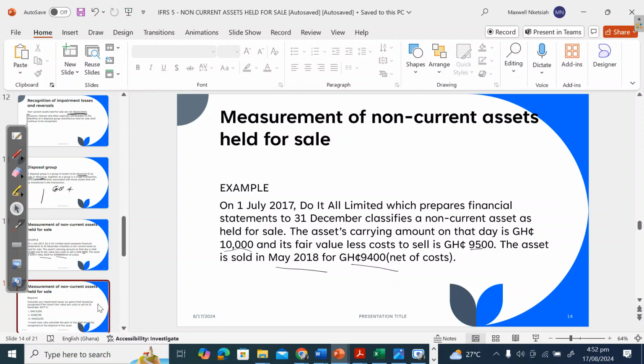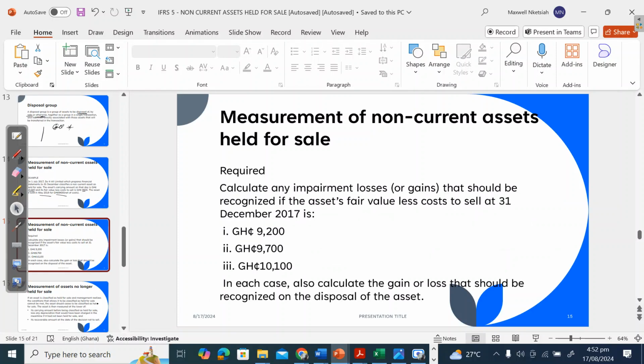Okay, so required: calculate any impairment losses or gains that should be recognized if the asset's fair value less cost to sell at 31st December 2017 is 9,200, 9,700, or 10,100. In each case, also calculate the gain or loss that should be recognized on the disposal of the asset.